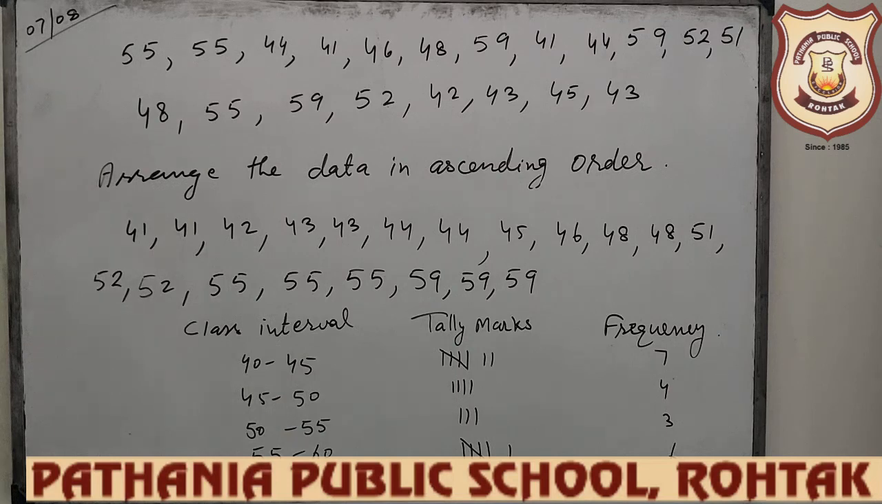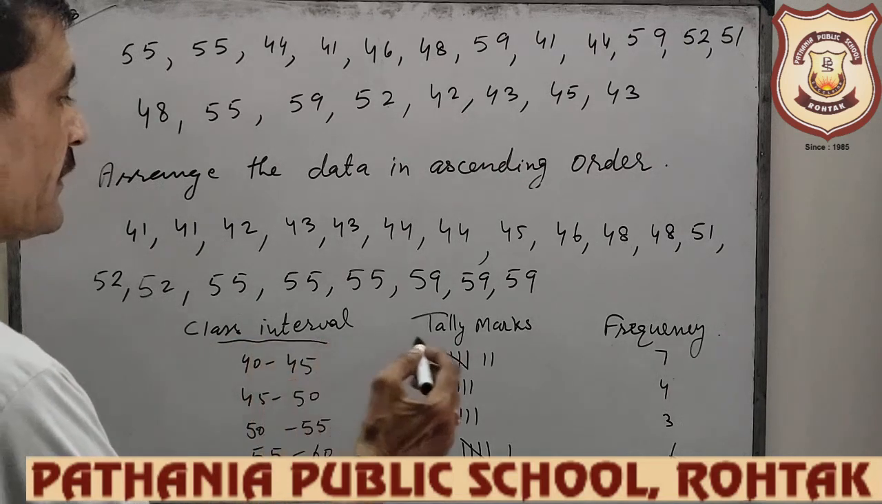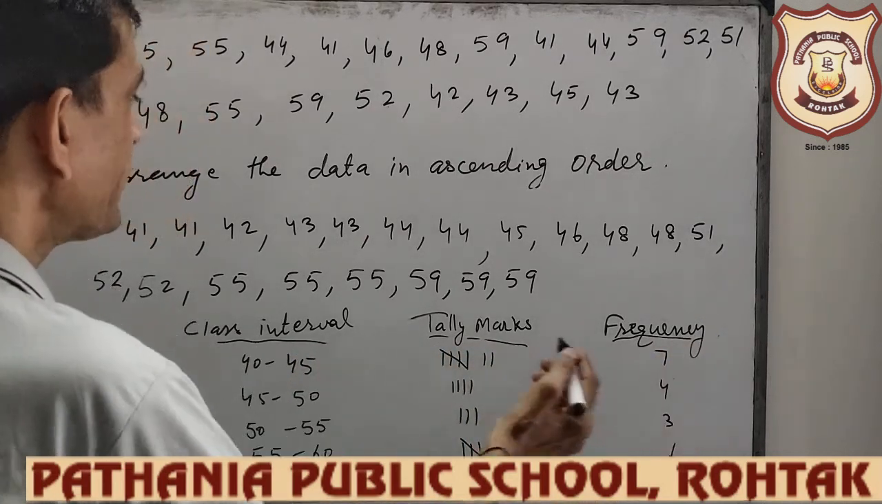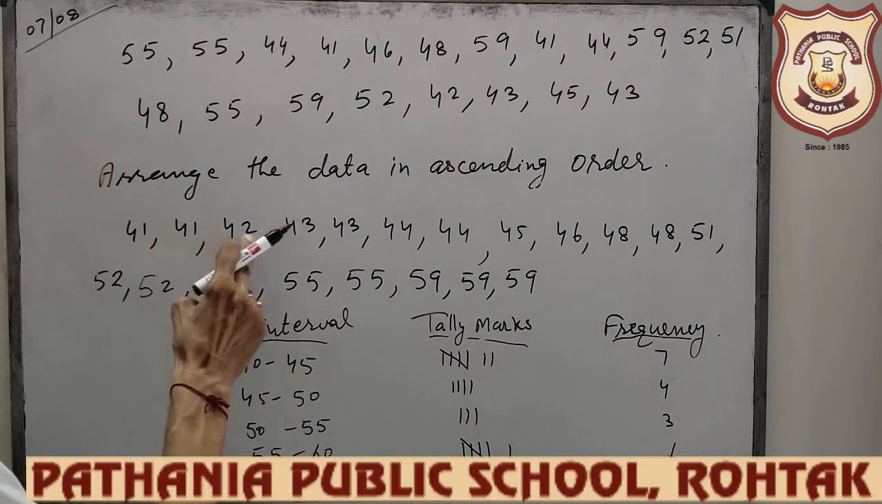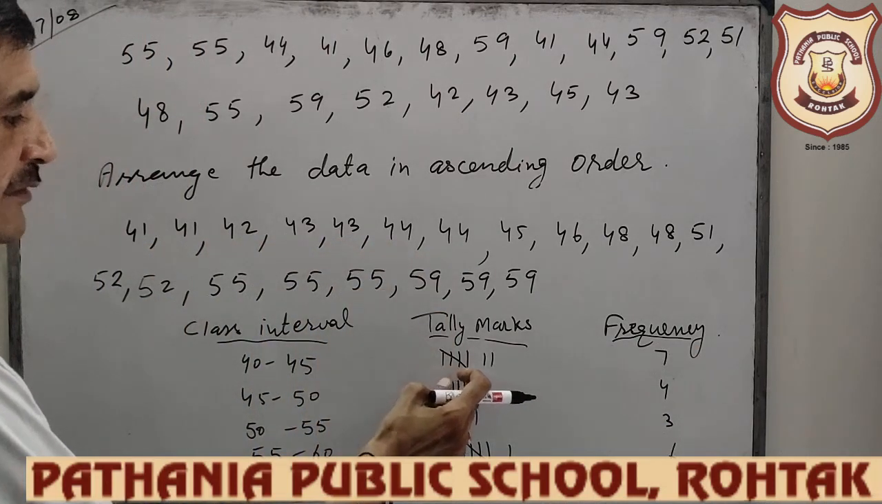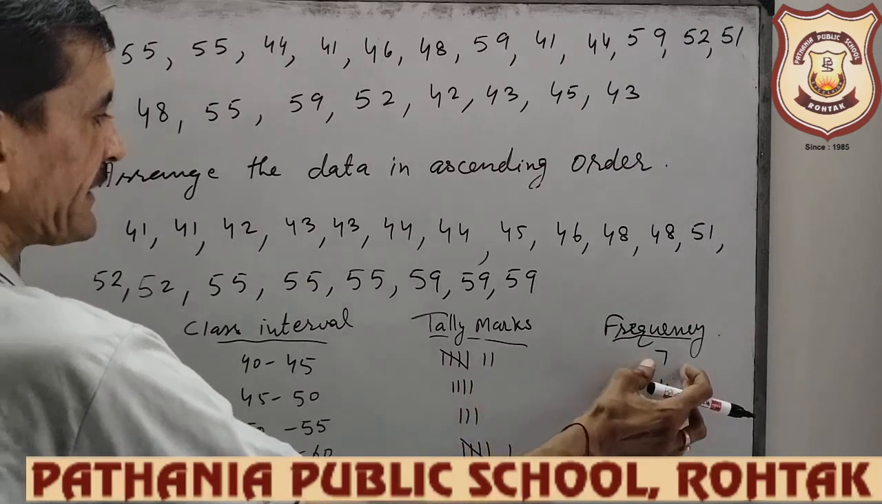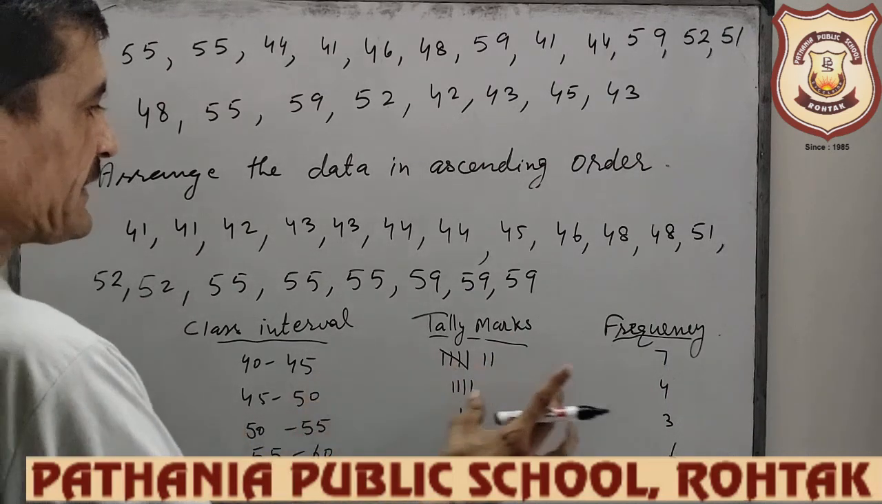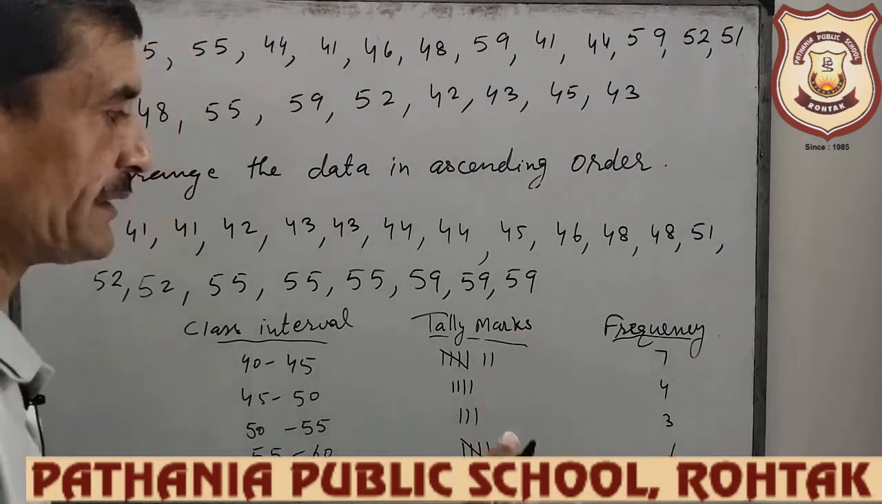Now count the values. How many values are there between 40 and 45? So 7 values are there: 1, 2, 3, 4, 5, 6, 7. So I put the tally marks also and then write the number. Why do we require tally marks? By putting the tally marks, there is no chance of mistake. So count like this and make a table.